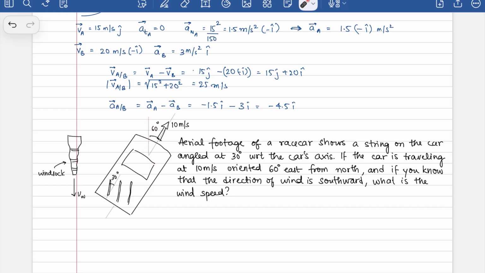And you have that there's a known speed of 10 meters per second. Of course, you know the speed of the car. And you have those strings attached. And even though the car is moving in this direction, you have that the strings are oriented at 30 degrees away from the direction of motion of the car. Okay, it's not 30 degrees with respect to the vertical or the north axis. It's 30 degrees with respect to the motion of the car.